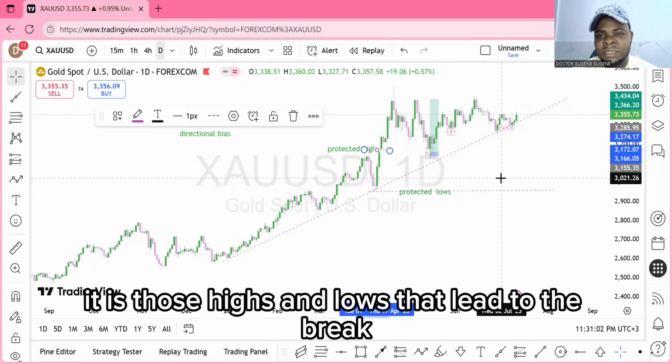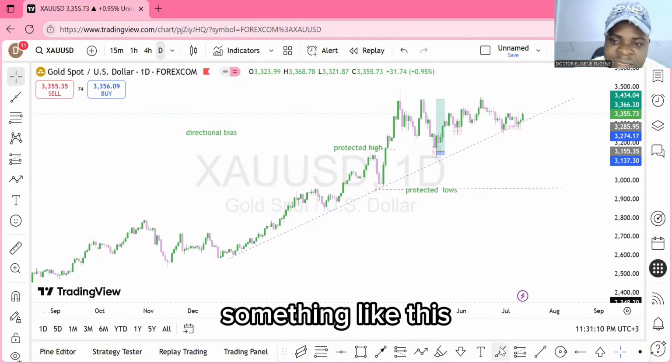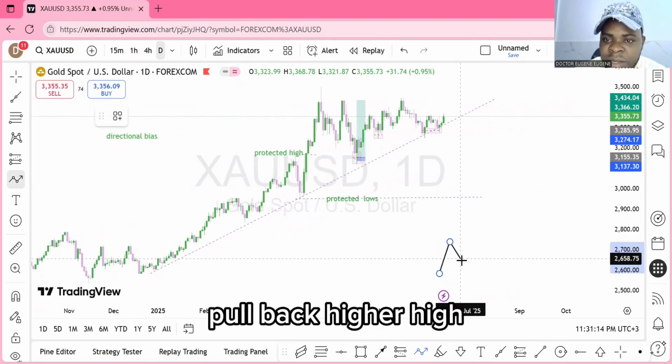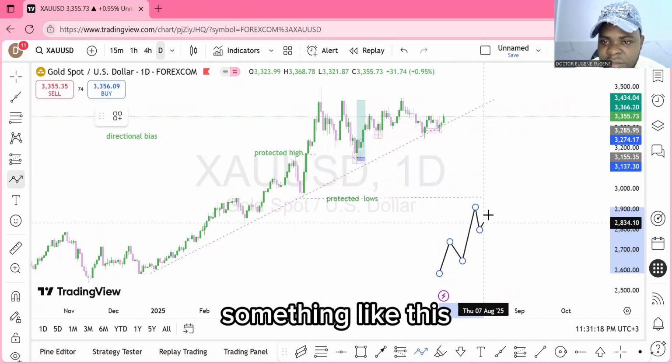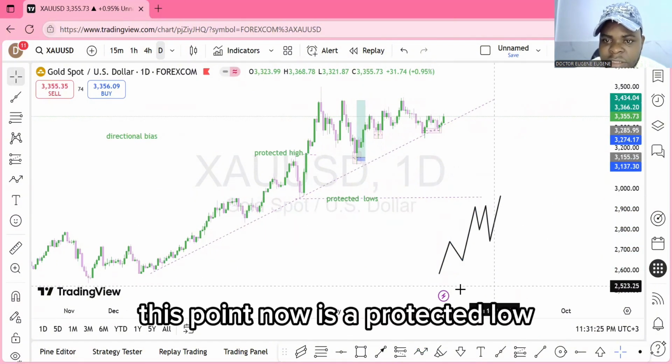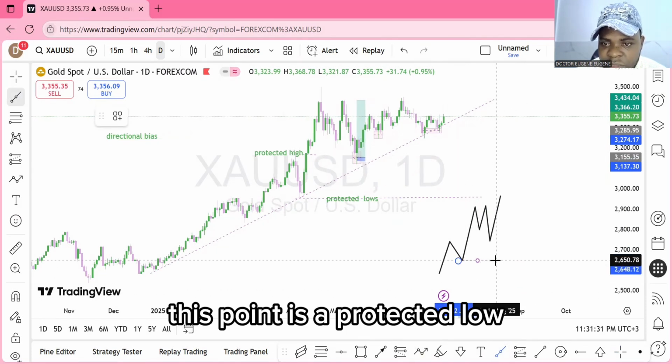Okay, so that is it. It's those highs and lows that lead to the break that get broken or lead to the pullback. Something like this. We have something like this. Pullback, higher high, something like this. This point now is a protected low. This point is a protected low.